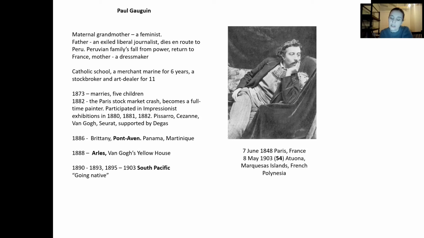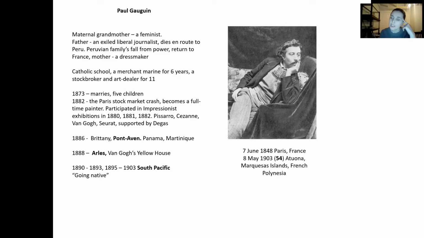He, like Cezanne, participates in the Impressionist exhibitions multiple times, but he's very different from the Impressionists, even though he's supported by Degas. Degas likes what he does. He then spends some time in this rural area of France, in the north of France and Brittany, then in Pont-Aven. He travels to Panama and Martinique. He's in Arles with Van Gogh in the south of France. And then from 1890, we mostly associate him with Polynesia.